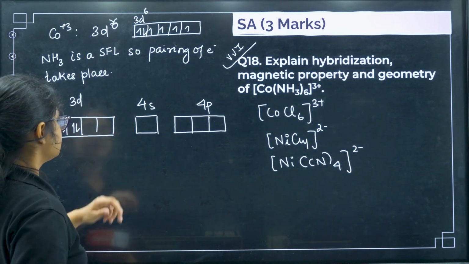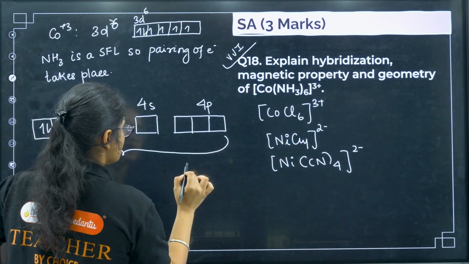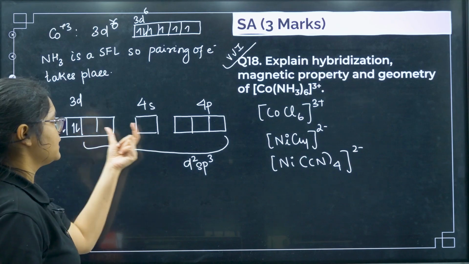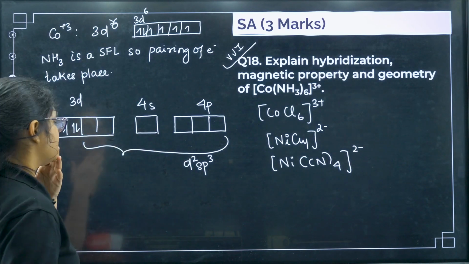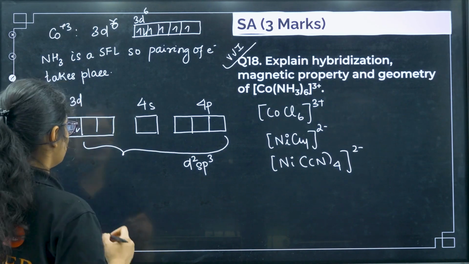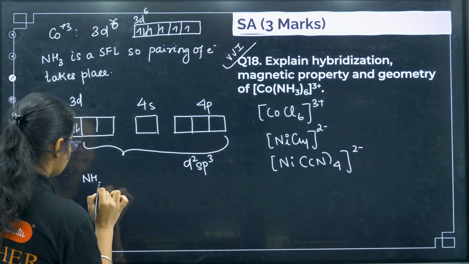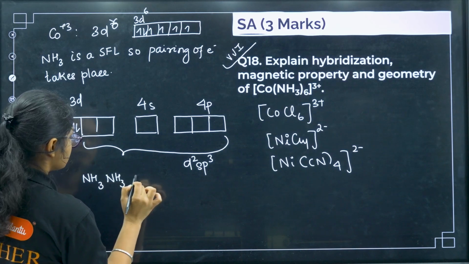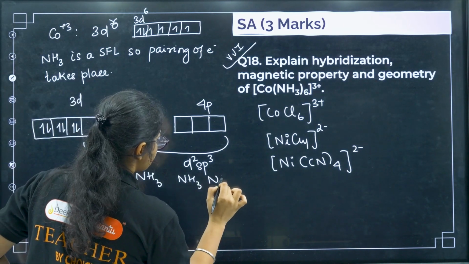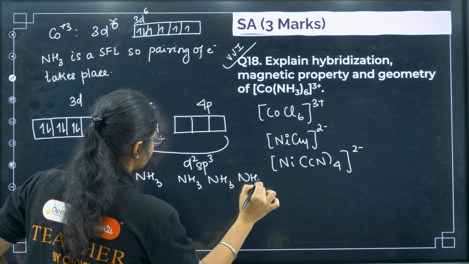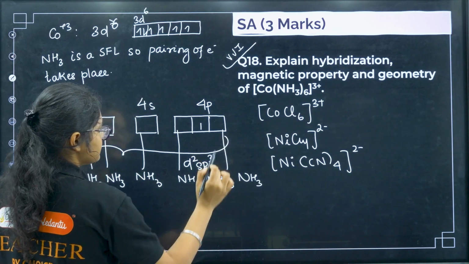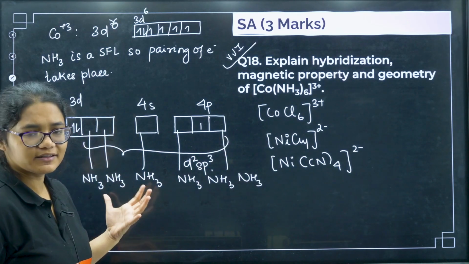Okay, now 3d6, this will be giving you what hybridization? D2sp3 hybridization. Now D2sp3 hybridization, what will it cause? You will get NH3 ligands here, right? So NH3 will be there. You have NH3, NH3. This one will donate electrons like this, and that is why a complex is formed in this way.